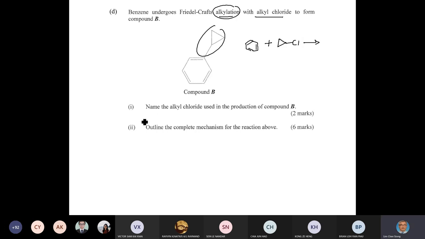Name the alkyl chloride used in the production of compound B. Okay, so you can draw the chemical structure like here. So finally, what is the name? Yes, the name we call chlorocyclopropane.